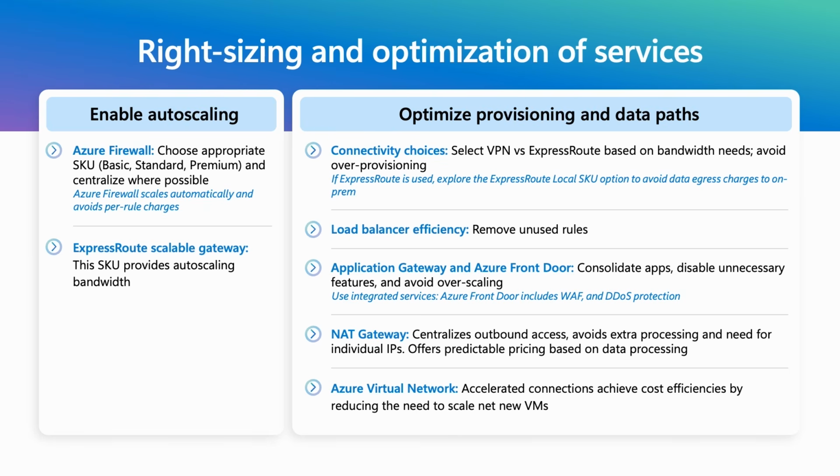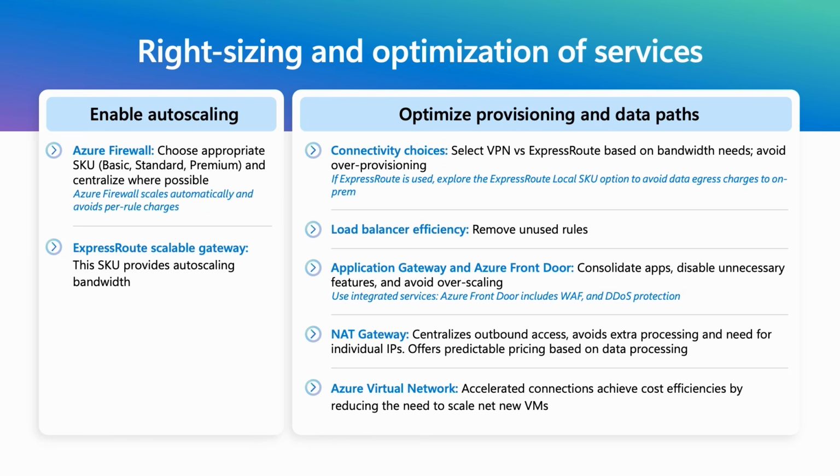Azure Firewall scales automatically, avoids per-rule charges, and offers multiple SKUs to best fit your data processing needs. ExpressRoute Scalable Gateway is a virtual network gateway SKU that provides flexible, high-bandwidth connectivity for your Azure virtual networks, helping you efficiently manage network performance and auto-scale resources to meet your workload needs. Additionally, you can optimize the provisioning and data paths with several services. Architect for effective yet cost-efficient hybrid and multi-cloud connectivity.